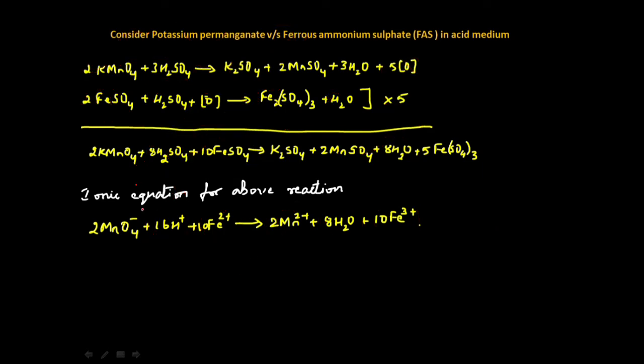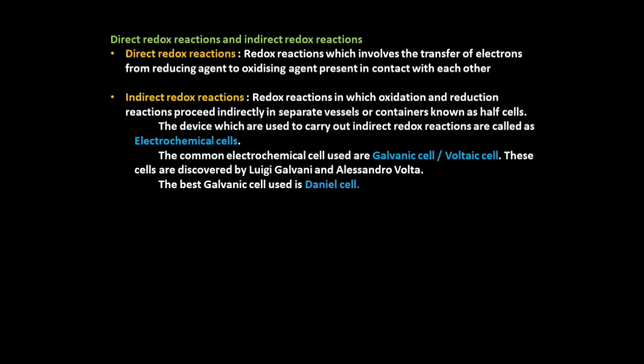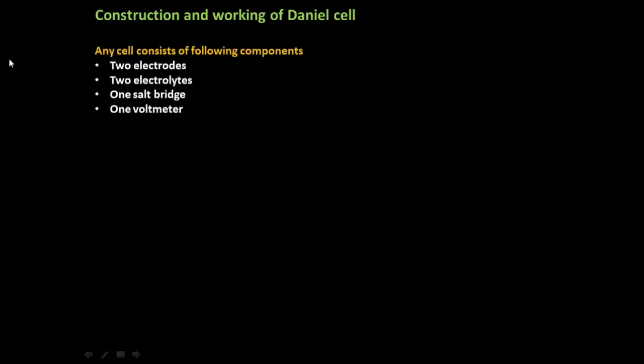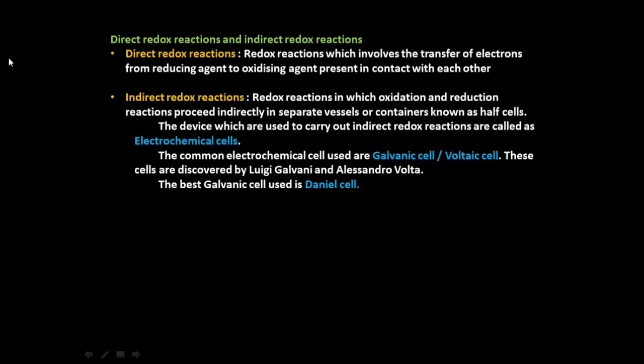So now you can see manganese undergoes reduction, and ferrous undergoes oxidation to become ferric. So this is how, since both reduction and oxidation reactions can be noticed in titration, the titration reactions are what? Redox reactions. So next, now we will discuss direct redox reactions and indirect redox reactions. This might be the last topic of this chapter, and after this we will be having the Daniel cell. We will discuss that. Okay.